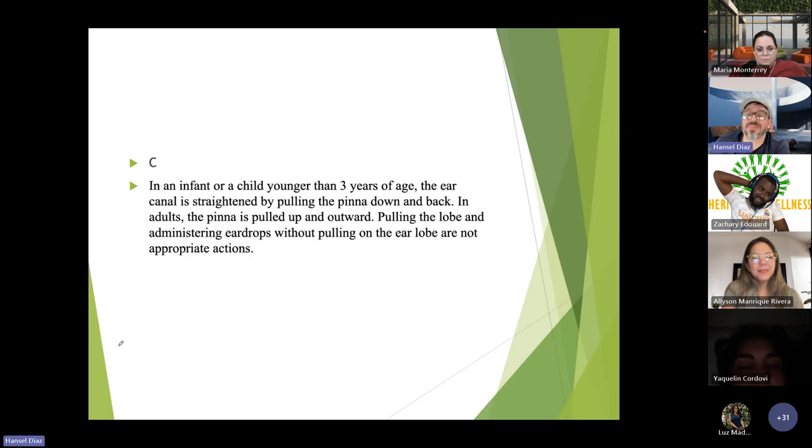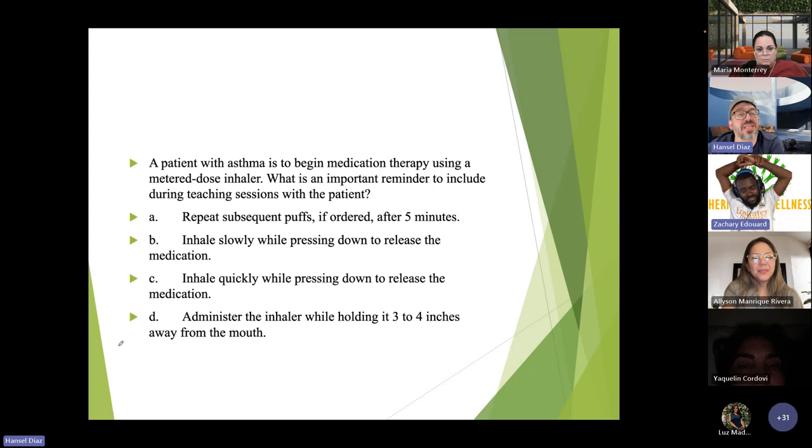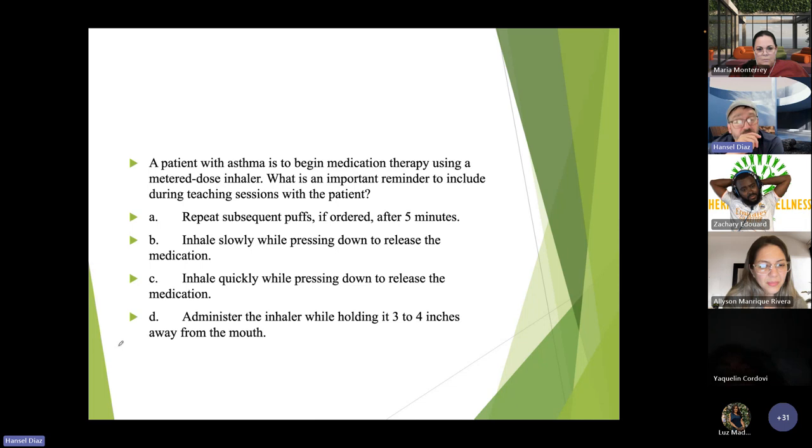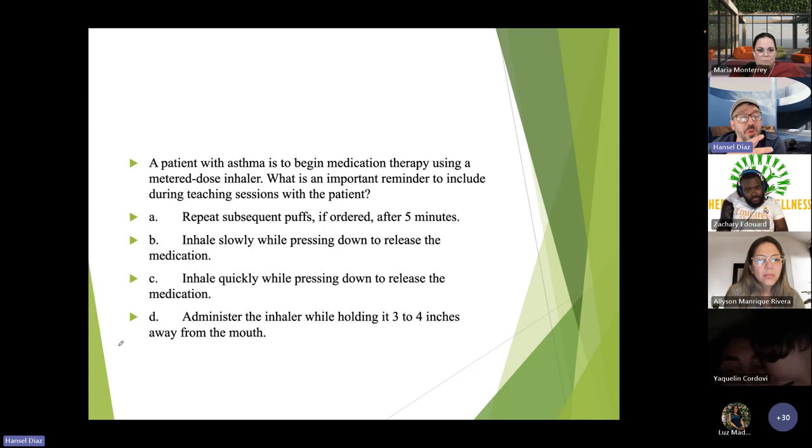And back, yes. Right. A patient with asthma is to begin medication therapy using a metered dose inhaler. What is the important reminder to include during the teaching sessions to the patient? Remember, B. That's right. You get the air down and you inhale slowly by pressing down to release the medication. And then you wait. If you need another dose, you wait for a couple of minutes before you do it, right?